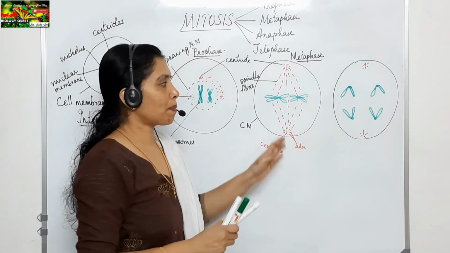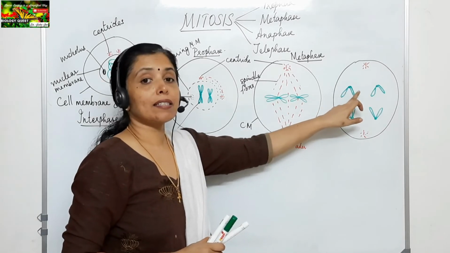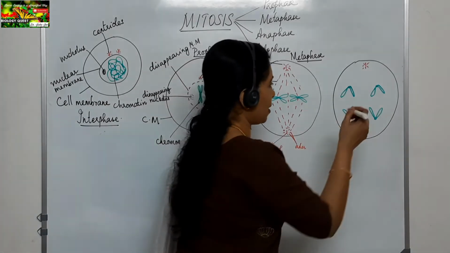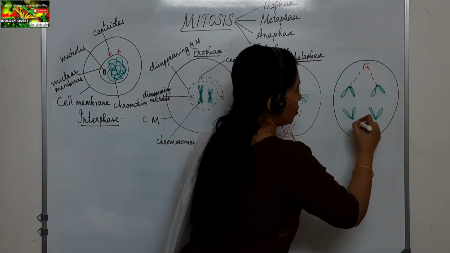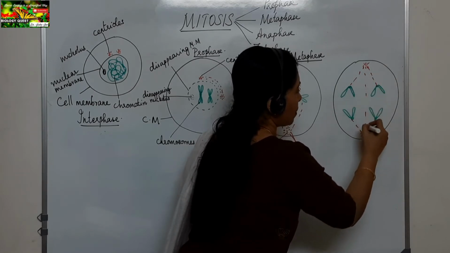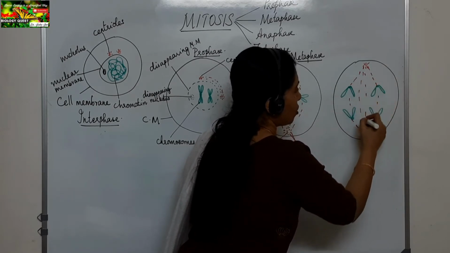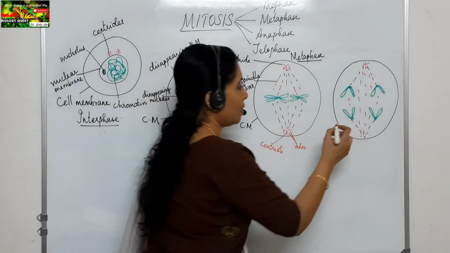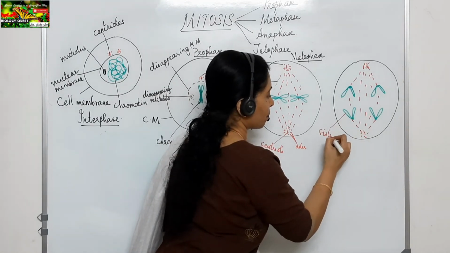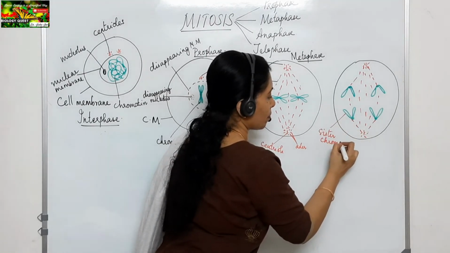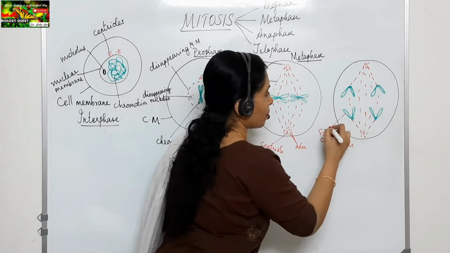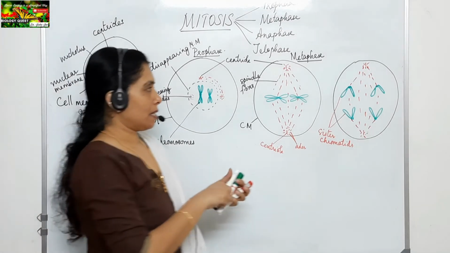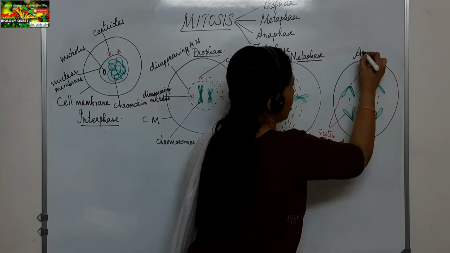So here what has happened? The centromere has split and the sister chromatids are pulled to the opposite poles of the cell. How? By the contraction of the spindle fibers. The spindle fibers contract and the sister chromatids are pulled to the opposite poles of the cell. So these are the sister chromatids. Okay, so that is the cell at the anaphase stage.